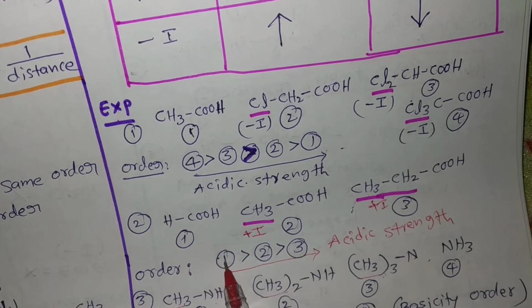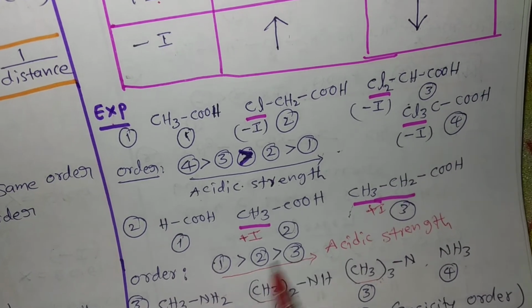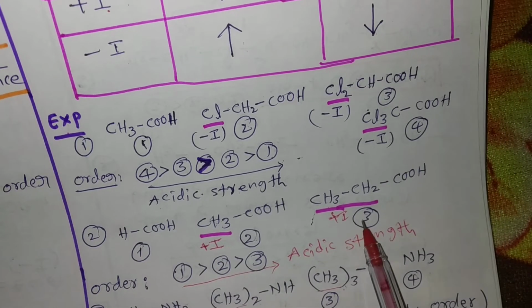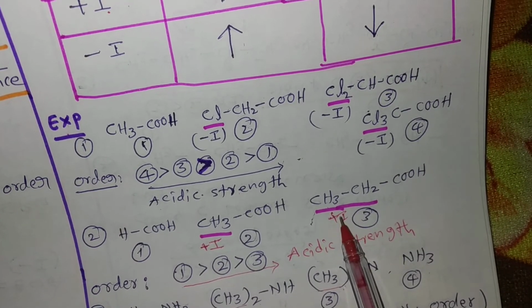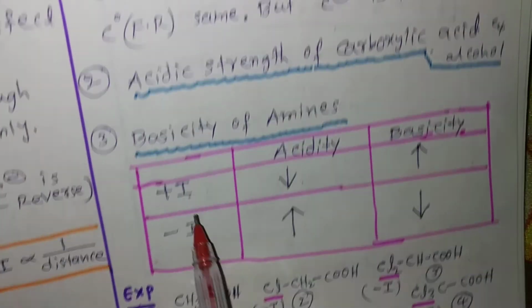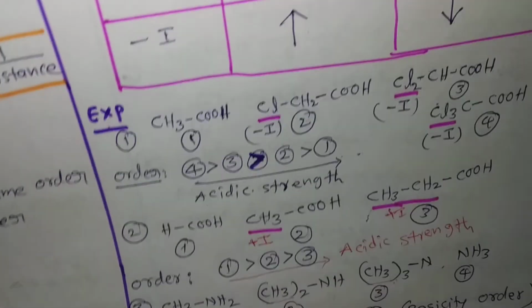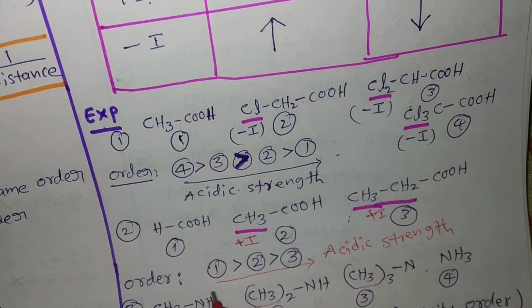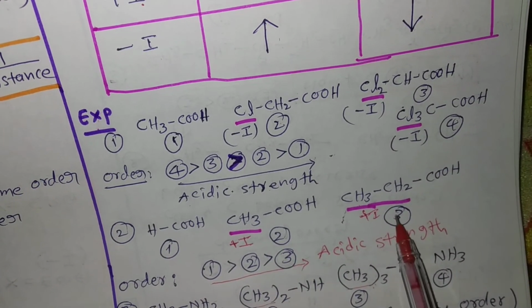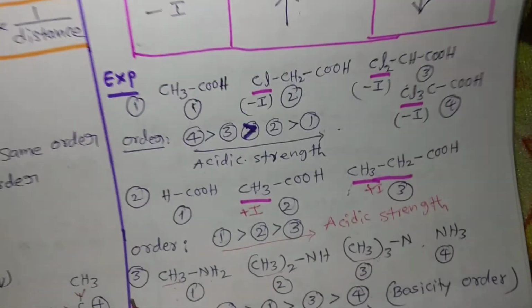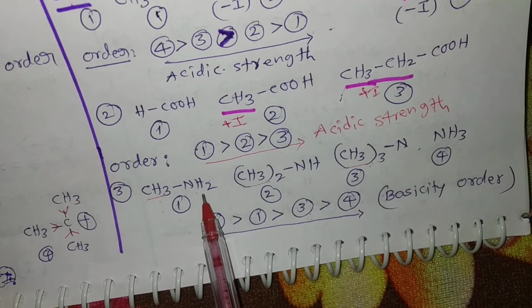The first one has more acidic strength than the second and third, because in the second there is a plus I group, and in the third the plus I group increases. So as the plus I group increases, acidic strength decreases and basicity increases. So the first one has more acidic strength than the second and third. That is the order.